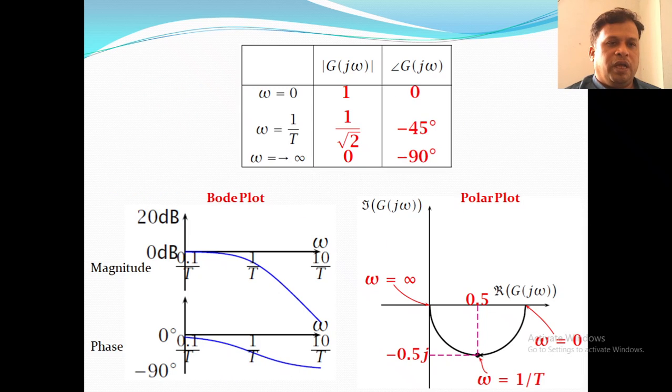So we will draw a table like this. Omega is equal to 0, the value of modulus or magnitude is 1, and angle is 0. And omega is equal to 1 by T, the modulus is 1 by root 2, and the angle is minus 45. And omega is equal to infinity, the magnitude is 0, and the angle is minus 90 degrees.